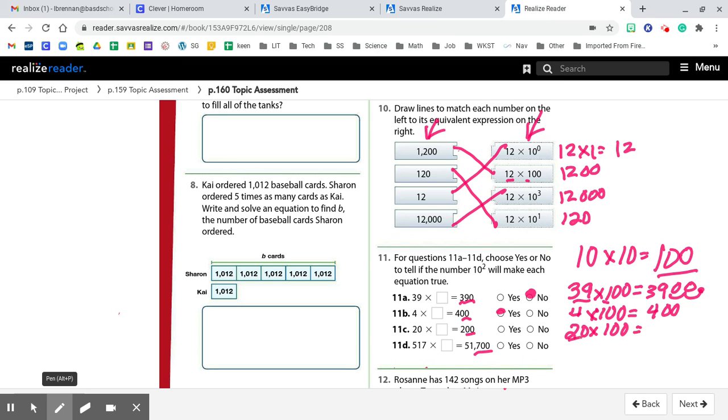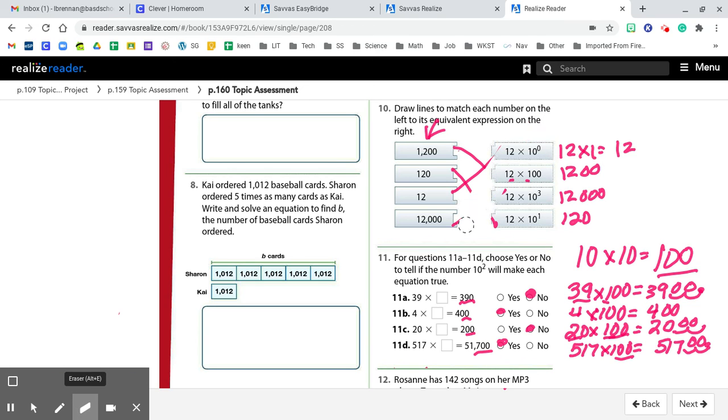20 times 100. Solving a simpler problem. 2 times 1. Or you could say 20 times 100. We're moving the decimal 2 places. So 2,000, and that's a no, because they only have 200 there. And 57 times 100. You're moving the decimal 2 places when you multiply by 100. So we're annexing 2 zeros, and that is what they have there. So that's a yes. So that's a no, yes, no, yes.